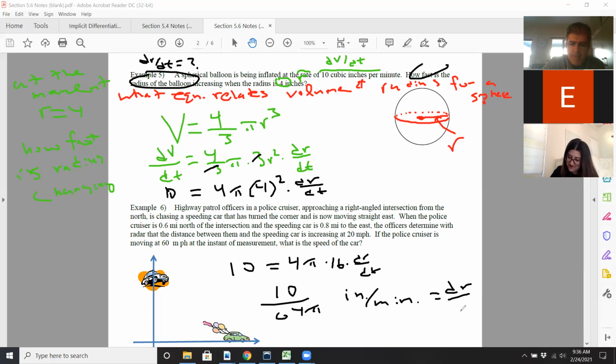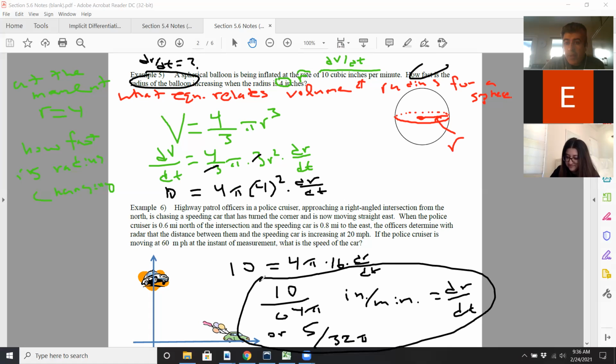And on the AP, you don't have to simplify. You can actually leave it like this, but as a multiple choice, they'll probably have it simplified as 5 over 32 pi. So that's what happens there. That is a related rates problem.